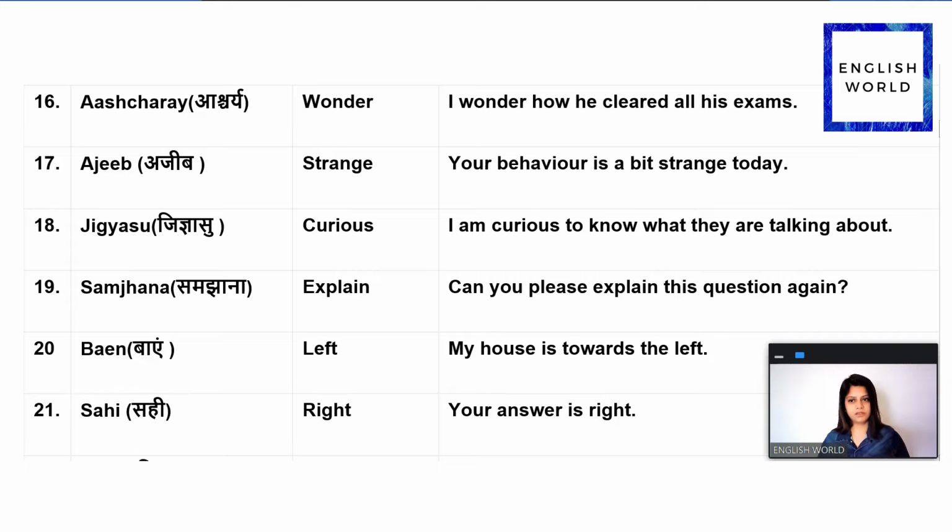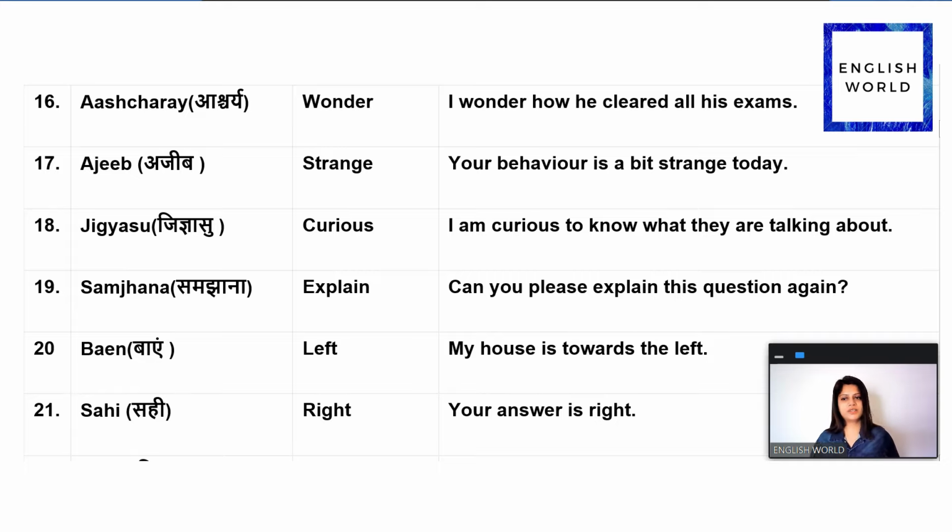Next is समझाना. समझाना को बोलते हैं explain. You can form a sentence like can you please explain this question again? क्या आप मुझे वो समझा सकते हो दोबारा से? So समझाना is explain. Do not confuse समझाना with समझना. For समझना we say understand. I understand. But अगर मैं आपको समझा रही हूँ तो I am explaining. So we will say explain. I am explaining something to you.